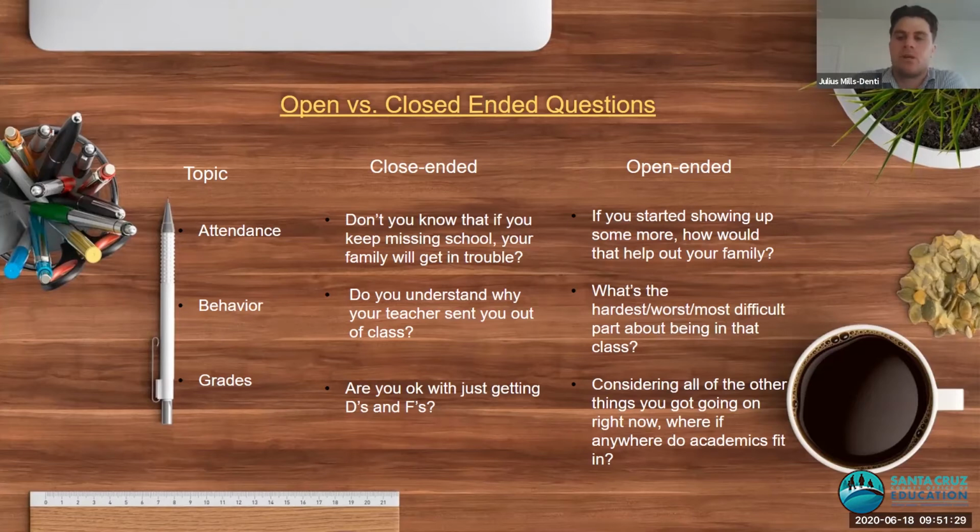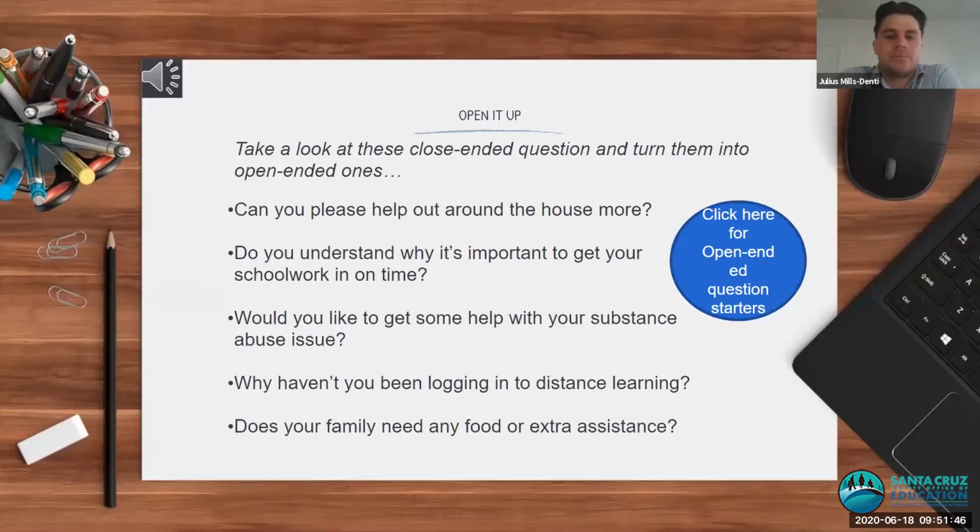All right, so next, that's close-ended to open-ended. We're going to do a little activity here. I've got to figure out what time it is because I kind of lose track. 9:51. Oh, for a second, I thought we started at 8:35. All right, we're good. Okay, open it up.